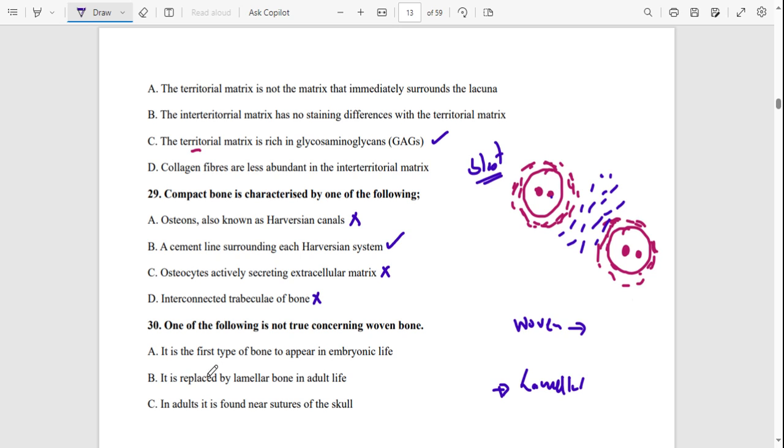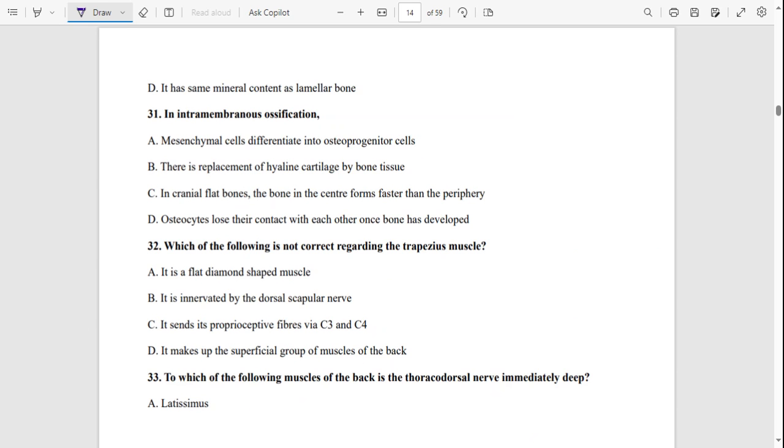So let's look at the options. It is the first type of bone to appear in embryonic life. Okay, this is going to be true. It is replaced by lamellar bone in adult life. That is also true. In adults, it is found near sutures in the skull. Where there is no replacement yet, that is where you're supposed to find it, because we know that in sutures we have not yet replaced that portion, right? And then it has the same mineral content as lamellar bone. This is not true, because lamellar bone is supposed to be stronger, so you don't expect this one to be true.